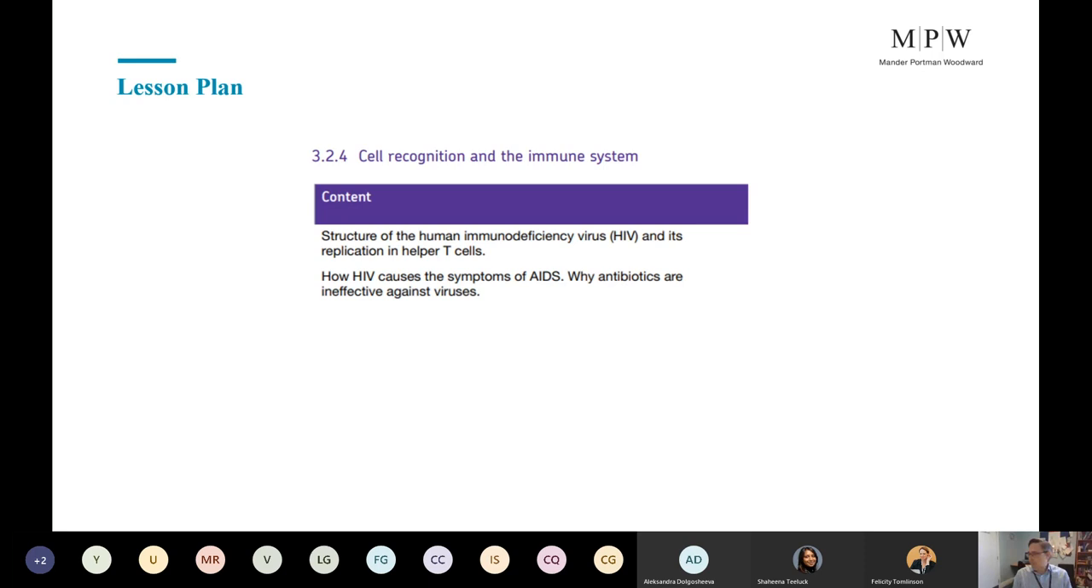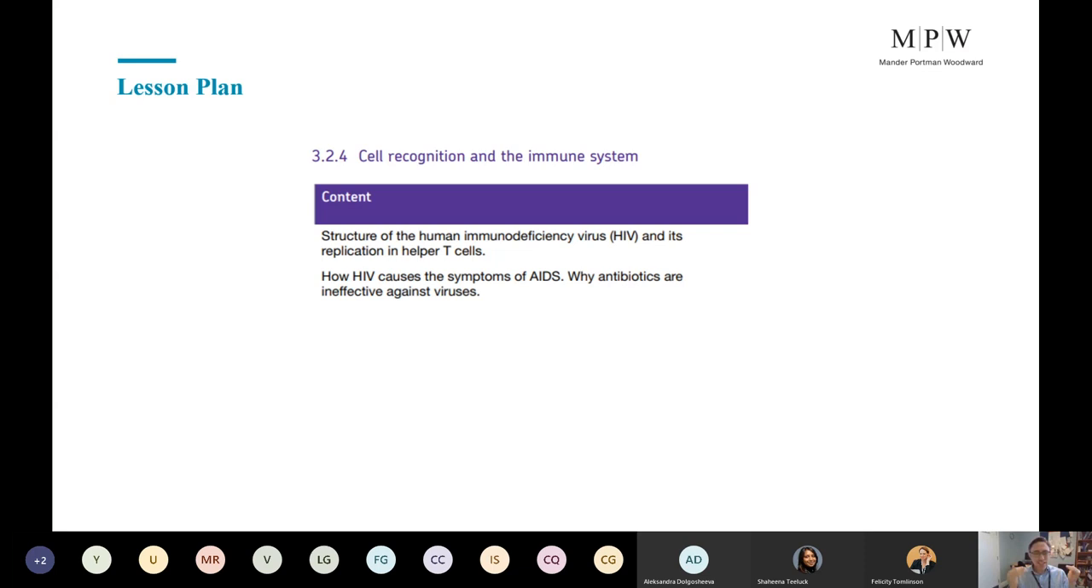Now, one of the things that we like to do is make sure that our students know what they're doing and how it links to the specification. So at the start of every section that we do, we provide the links to the actual AQA specification. This provides you with a way of checking that what we're doing in class is actually preparing you for the exams. What we're going to look at this morning is from section 3.2.4 of the AQA specification, which is about cell recognition and the immune system.